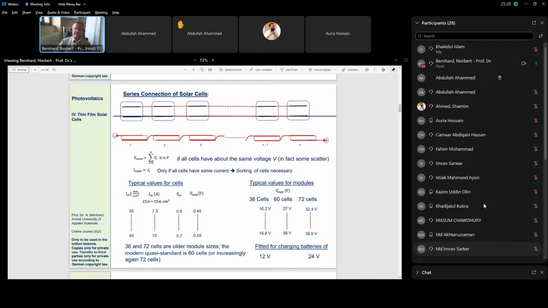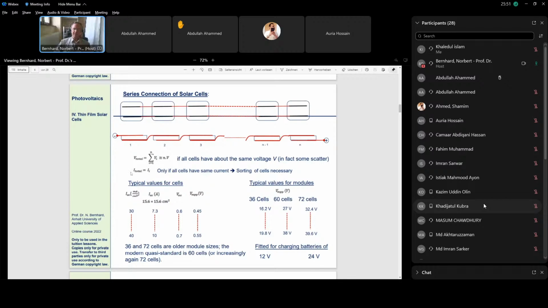And for this current, you see, if we had a cell with a lower voltage, it would be uncritical, because then, of course, the total voltage would be less, but it would not affect the voltage contributed by the other cells. But if we had one weak cell with a lower current, then the total current would also be almost the same as the current of the weakest cell, and therefore sorting of the cells with respect to current is necessary.